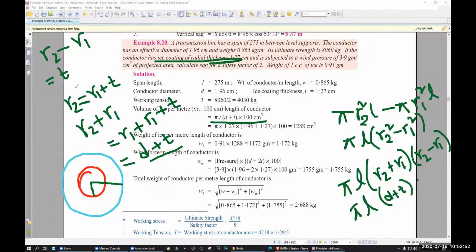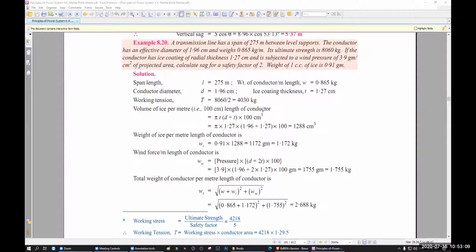What is R2 plus R2 minus R1? That is T. So that is the volume. This is the formula you saw here: pi L, where L is equal to 100. That is here. T is here. D plus T. That is here. Okay. Clear, everyone? Yes, sir.